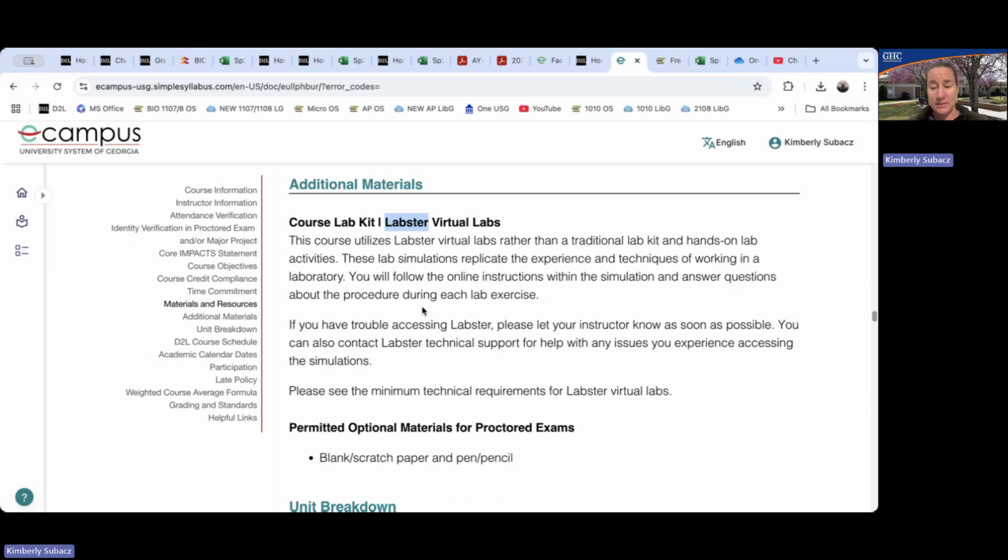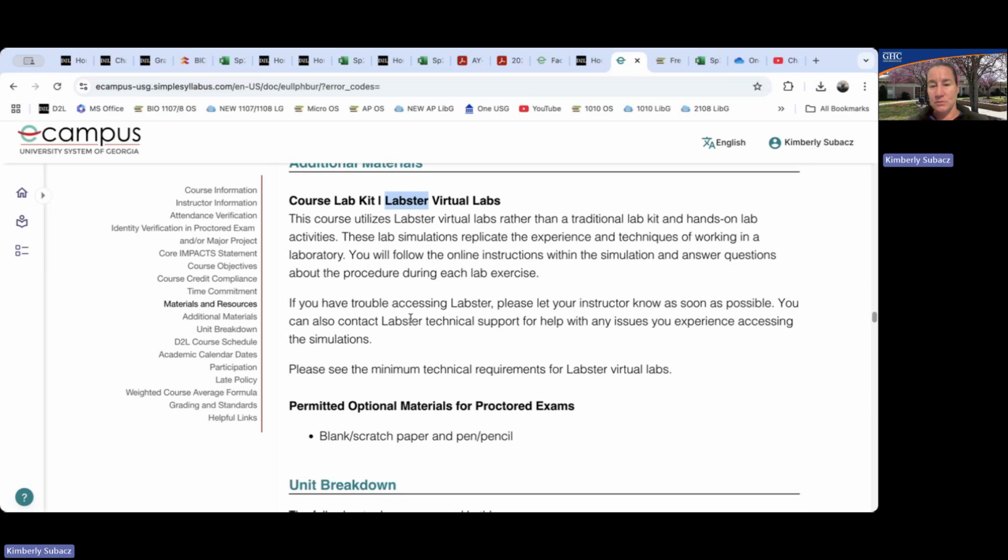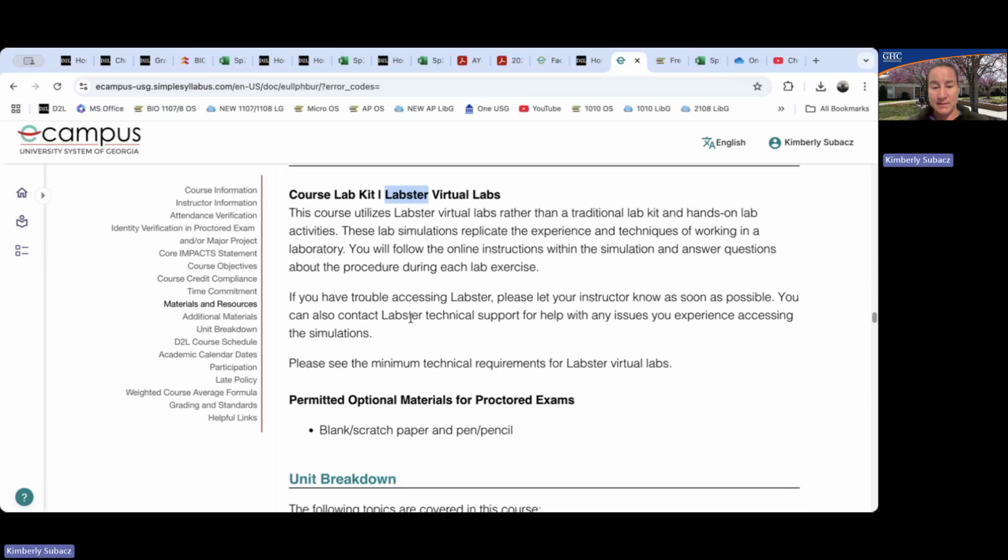Wherever your add/drop window is, please make sure that you've got everything you need as far as tech and an operating computer so Labster works for you, because sometimes it's really processor heavy. So I really want everyone to make sure that their tech is solid so you can use Labster for the lab portion of this class.